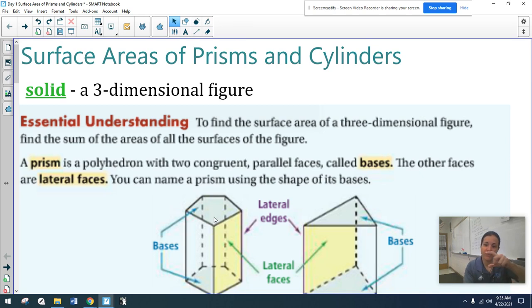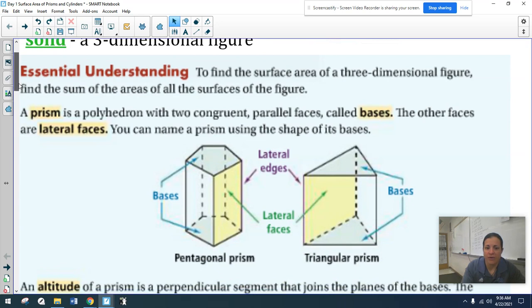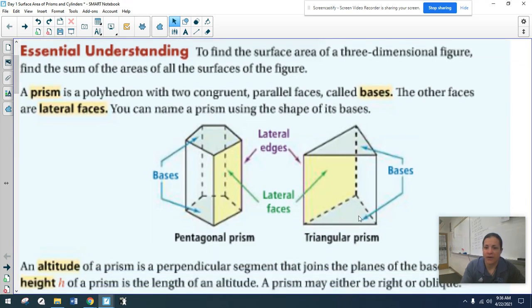So this picture can also be turned on its side. The bases can either be the top and the bottom, the left and the right, it doesn't matter, but they are parallel and they'll never touch. You also have lateral faces. Those are all the other sides. Then a prism, we usually name it by the shape of its bases. Since it's a pentagon, it'll be a pentagonal prism. And the other one, since the triangles are the bases, triangular prism.